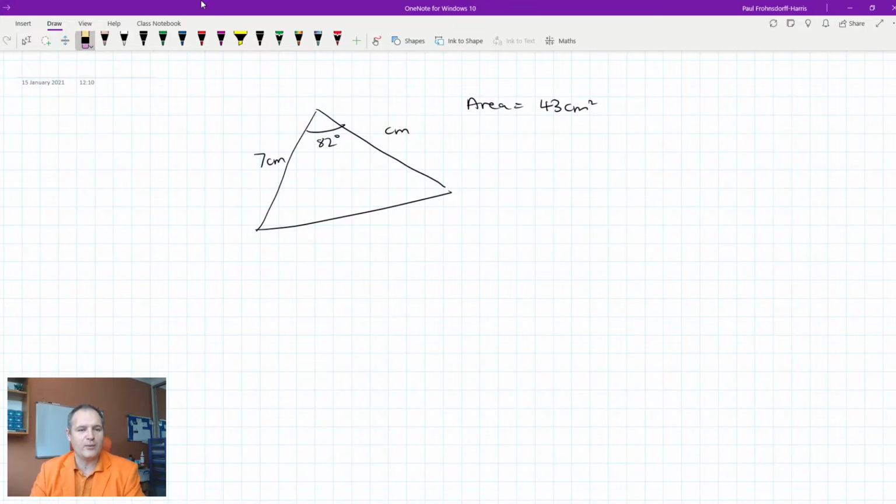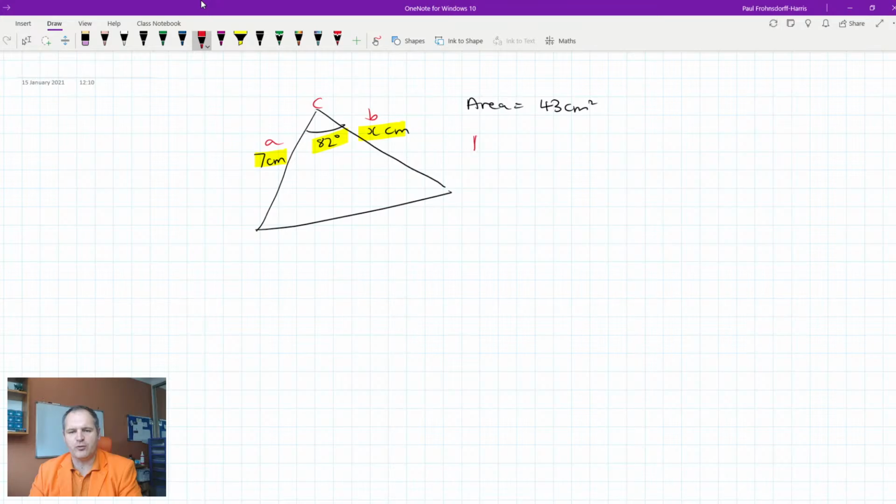Sorry, we don't see that. We have x centimetres, and the area is 43 centimetres squared. And we're like, whoa, whoa, don't like this, because it's backwards. We don't panic. We first of all go, we need a side, and an angle that's between them. So that's fine. We're going to call that a, b, and c.